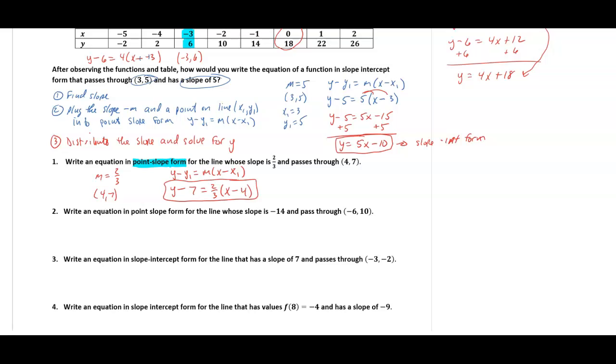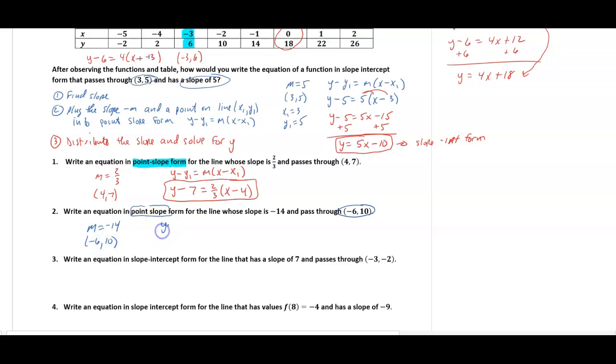So next, write an equation in point slope form. So right away we notice that that's the form we want to write in, whose slope is negative 14. So right away, m is negative 14 and passes through this point, negative 6, 10.